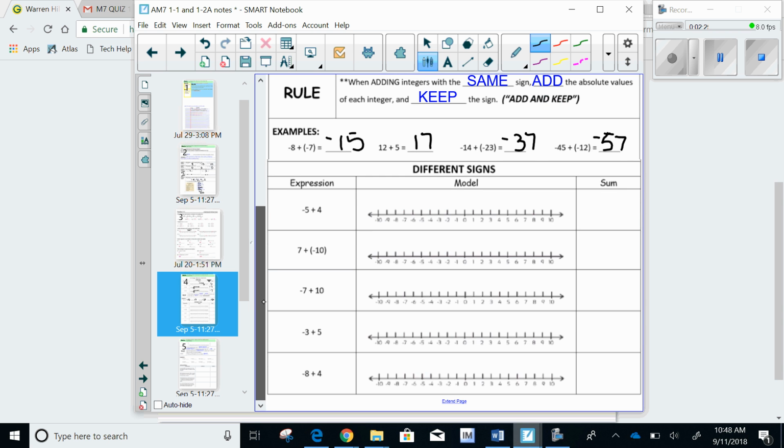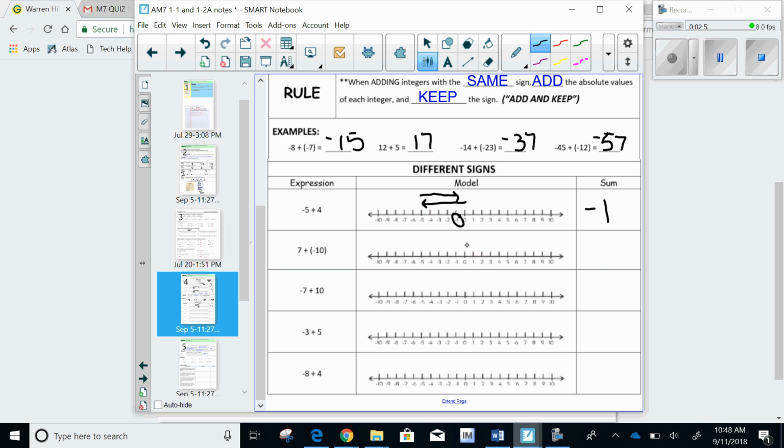The next section, the problems are a little bit different. So we're still going to do the same scenario as far as modeling. Start at 0, move to the first number, and then move based on your second number. So here we're going to start at 0. We're going to move to -5. And then we have to backtrack because we have to add positive 4, and positives are to the right. So we're going to go 1, 2, 3, 4, 5 spots, and we're going to end up at -1.